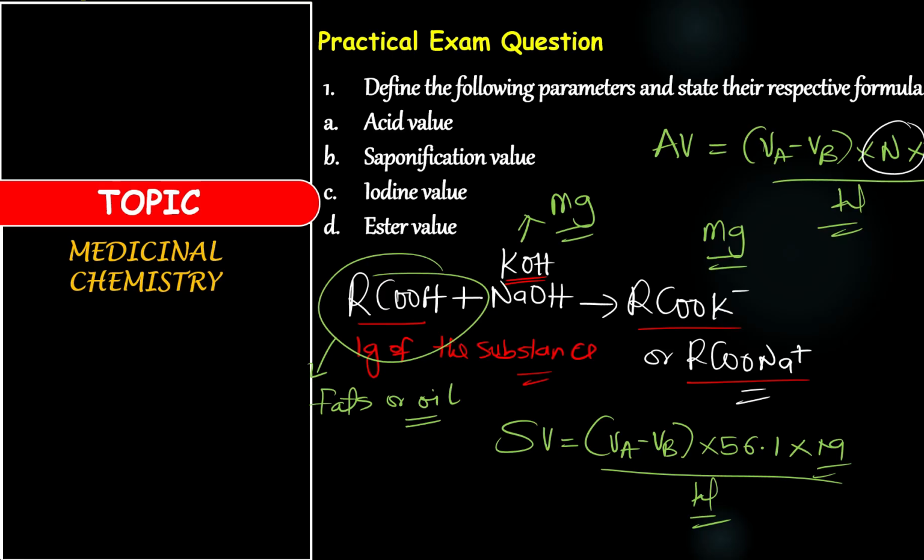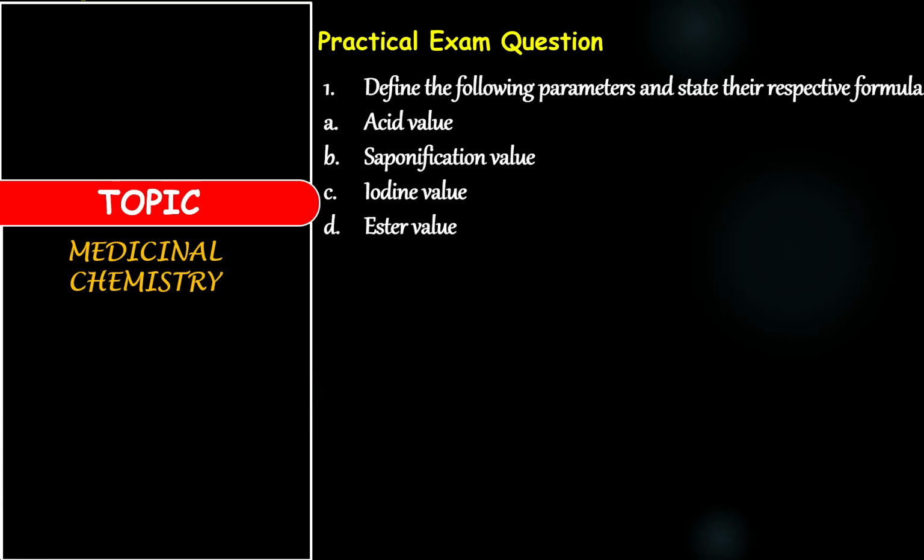All right, that is that for saponification value. So saponification value and acid values are almost like the same. Now, the next one is the iodine value.